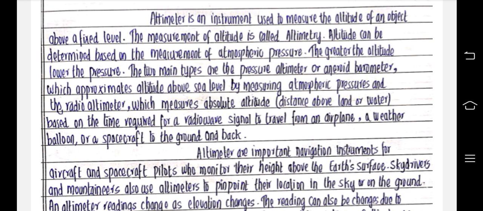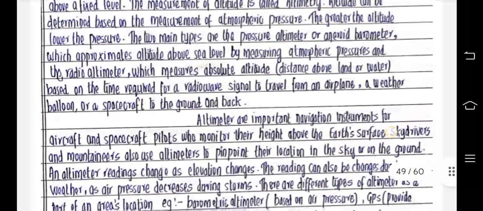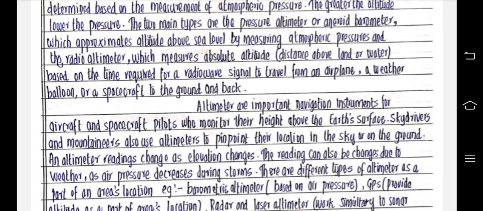The two main types are the pressure altimeter, or aneroid barometer, which approximates altitude above sea level by measuring atmospheric pressure, and the radio altimeter, which measures absolute altitude, so distance above land or water, based on the time required for a radio signal to travel from an airplane, a weather balloon or a spacecraft to the ground and back. Altimeters are important navigation instruments for aircraft and spacecraft pilots who monitor their height above the Earth's surface. Skydivers and mountaineers also use altimeters to pinpoint their location in the sky or on the ground.